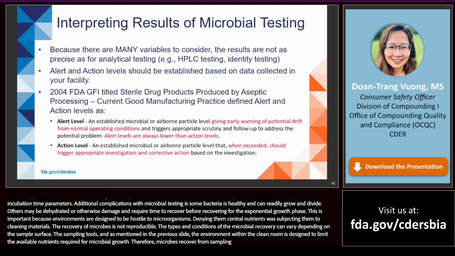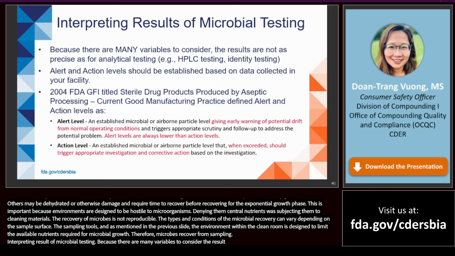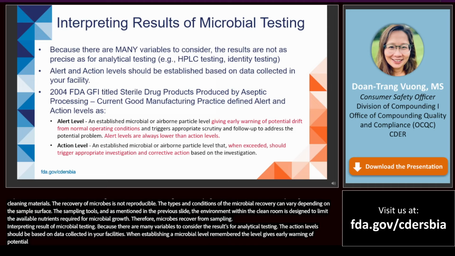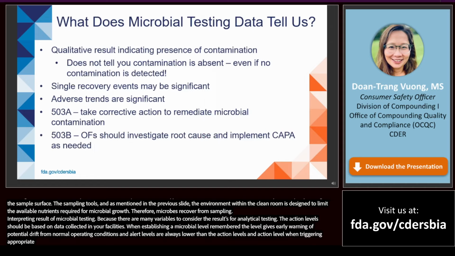Interpreting results of microbial testing. Because there are many variables to consider, the results are not as precise as for analytical testing. The alert and action levels should be established based on data collected in your facilities. When establishing the microbial or airborne particle level, remember, the alert level should give early warnings of potential drift from normal operating conditions. Alert levels are always lower than the action levels. And an action level, when exceeded, should trigger appropriate investigations and corrective actions.